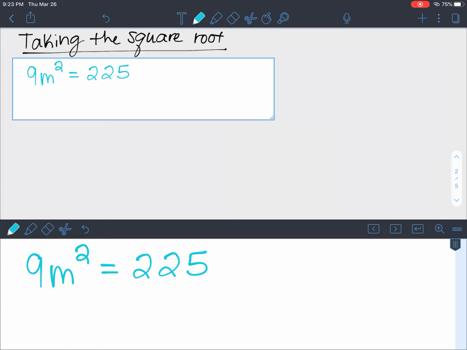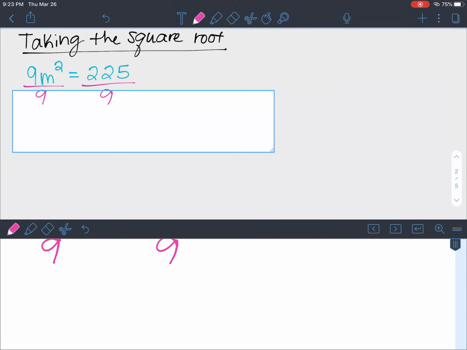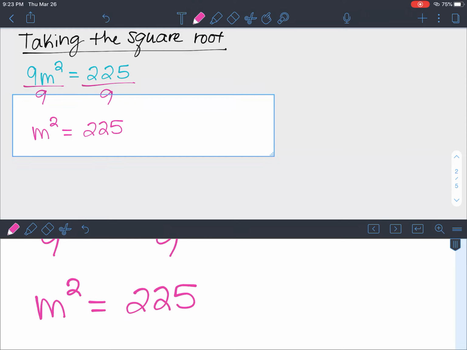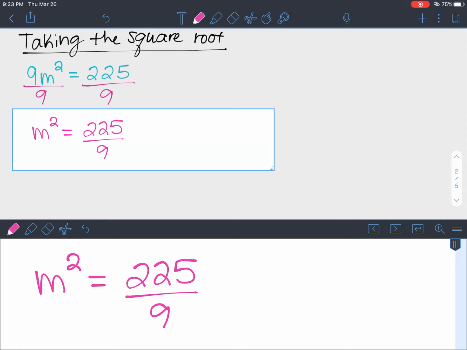So our goal here was to get our variable by itself. Right now I have it multiplying by 9 and being squared. So to undo that multiplication by 9, I want to go ahead and divide by 9 on both sides. When I do this, I get m squared equals 225 over 9. And I don't want to simplify this because if you notice, the next step we're going to do is square root, and both of those guys are perfect squares.